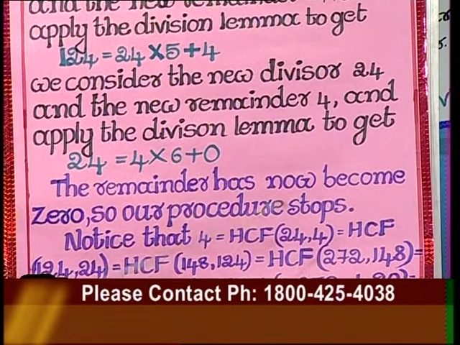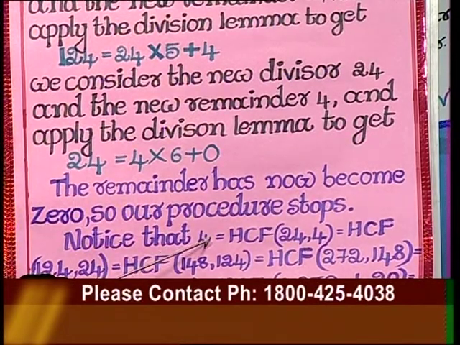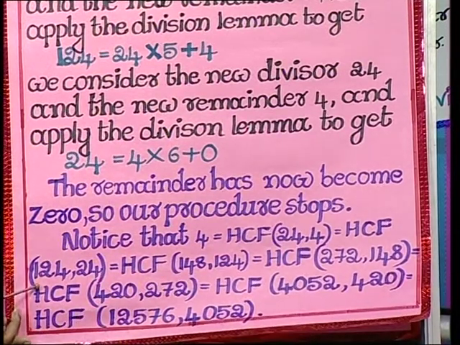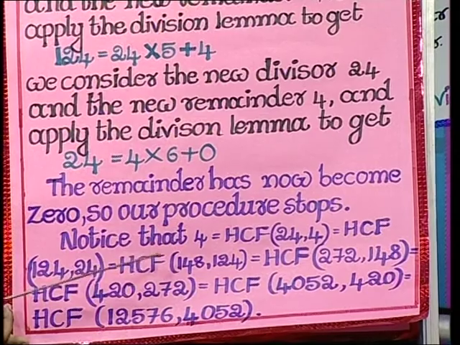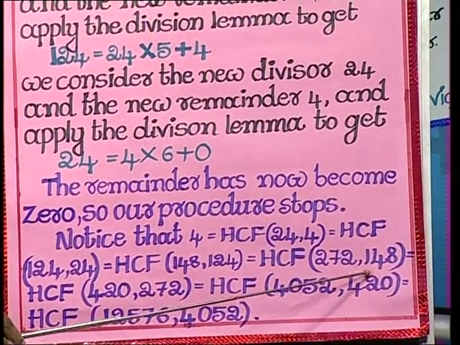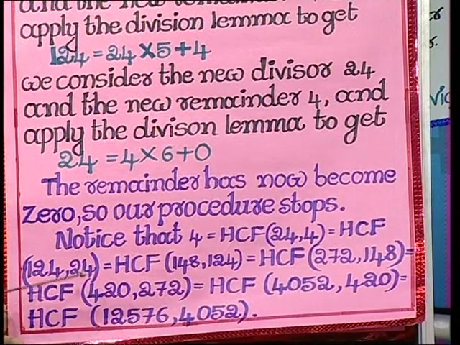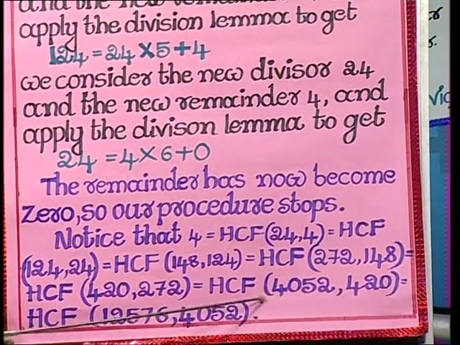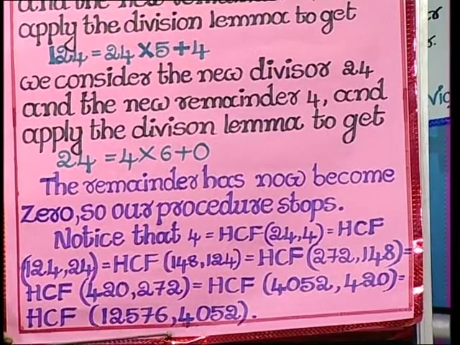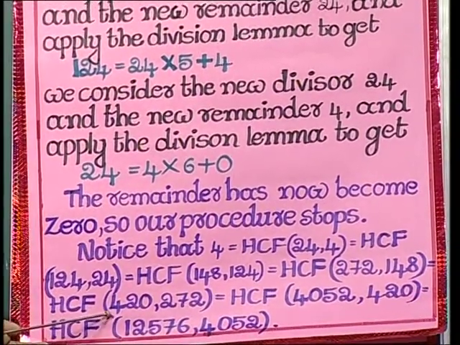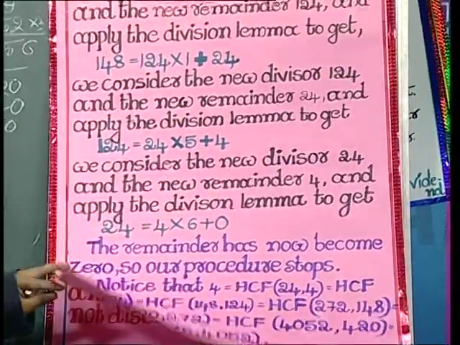So, our procedure stops. We have to notice that 4 is equal to HCF of 24 and 4, and these are the HCF of 124 and 4, these are the HCF of 148 and 124, these are the HCF of 272 and 148, these are the HCF of 420 and 272. These are the HCF of 4052 and 420, and these are the HCF of 12576 and 4052. This is the procedure that we have to follow to get the HCF of two positive integers.